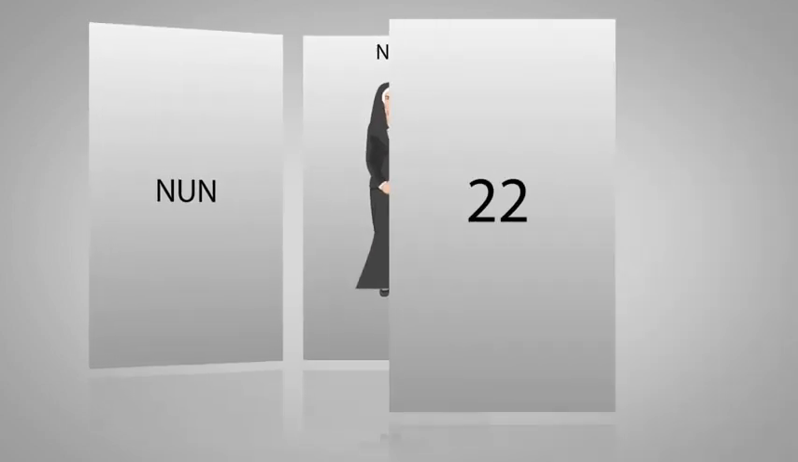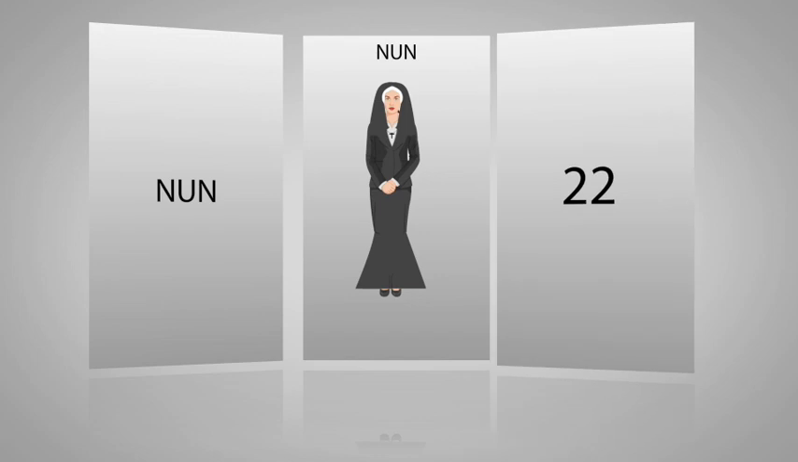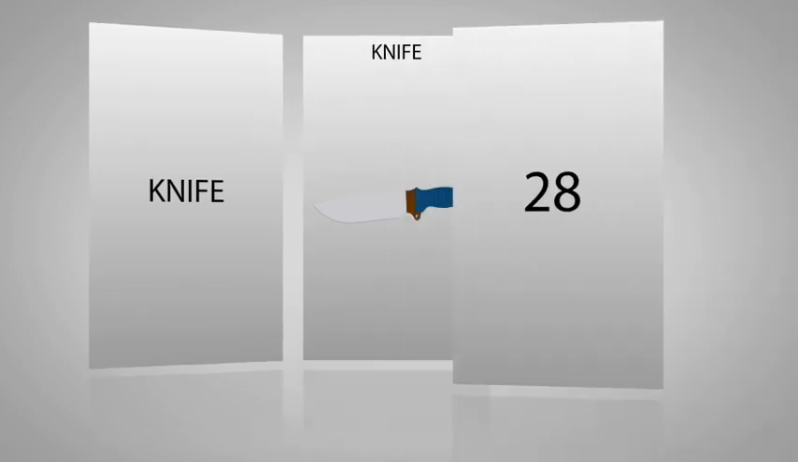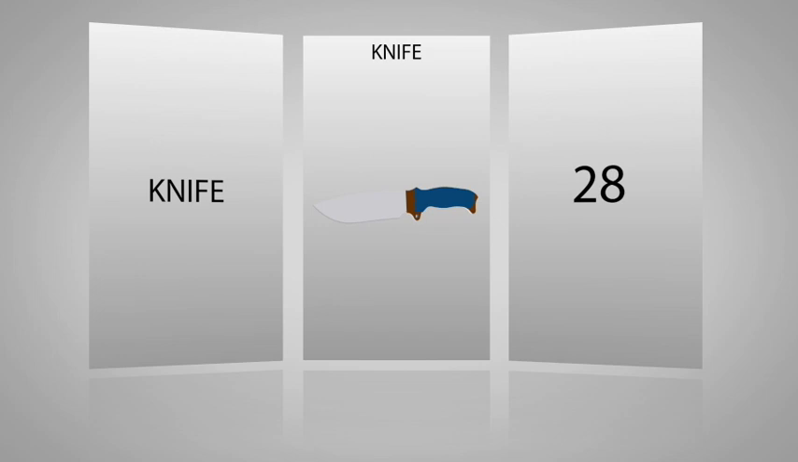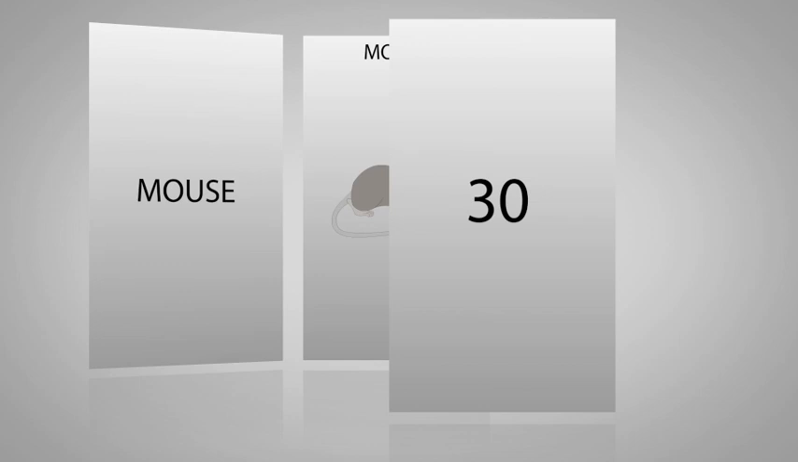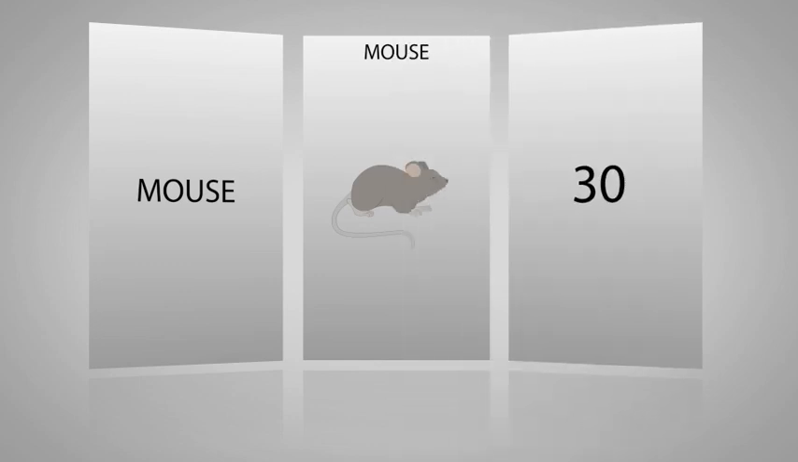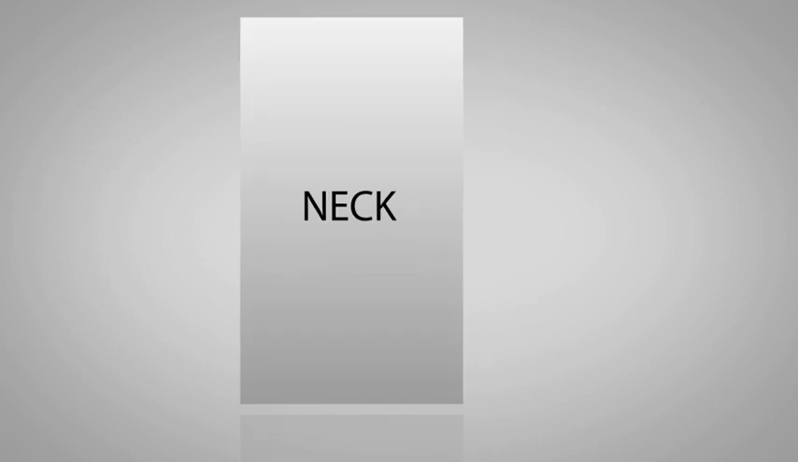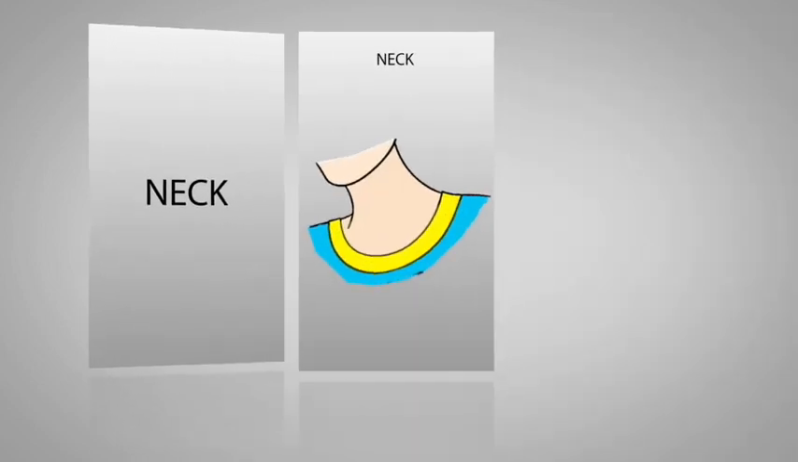After Tom is the nun. The nun is 22. After the nun, it is the knife, which is 28. After the knife, it is the mouse. The mouse is 30. After the mouse, it is the neck. The neck is 27.